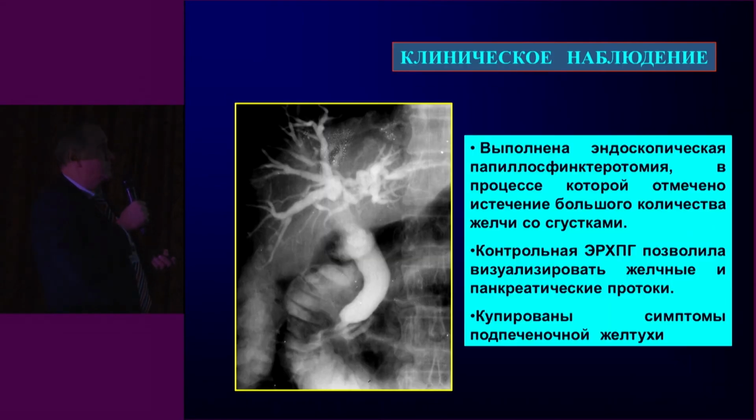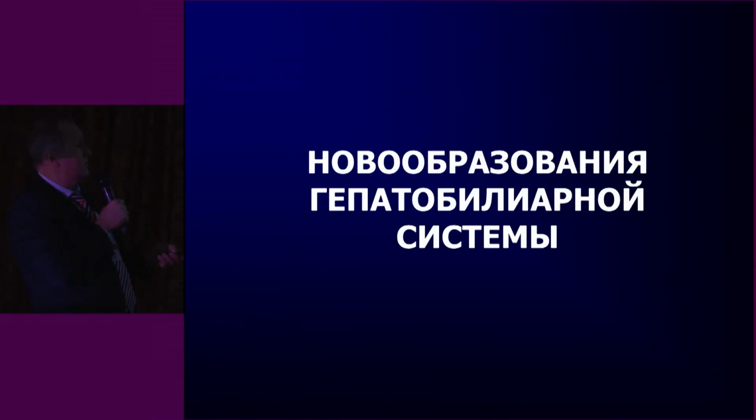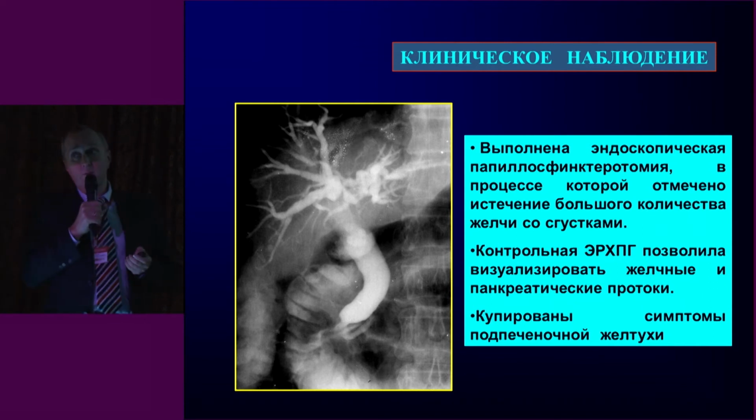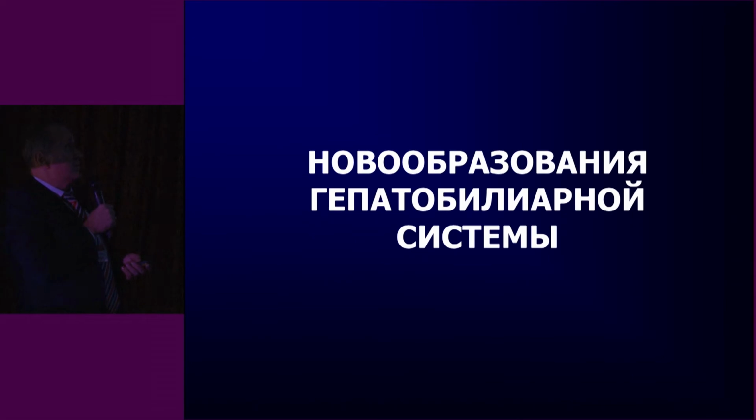The patient underwent papilla sphincterotomy. Jaundice was resolved. And further on follow-up, when they did control their ERCP, you could see that proper cannula placement made it possible to visualize the bile ducts.